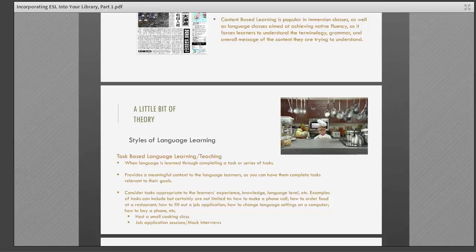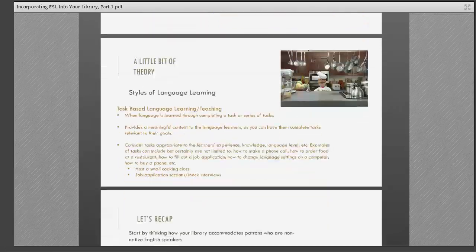Any sort of task-based language learning is super flexible, but again, it does require you to really understand what your ELLs, your patrons, those community members need. So be sure to do your research and reading up on that.